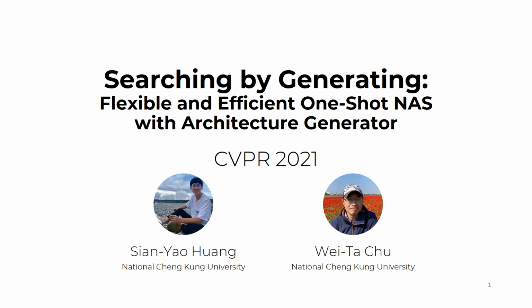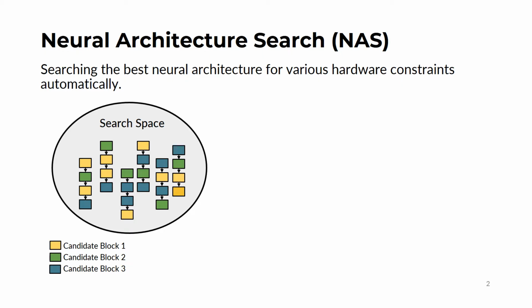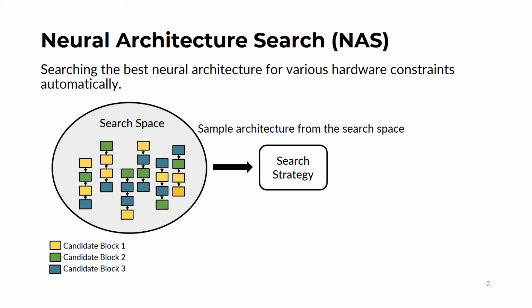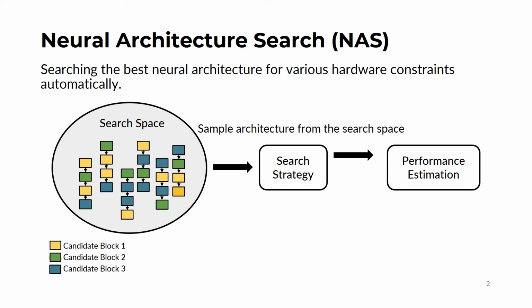I will present Searching by Generating: flexible and efficient one-shot NAS with architecture generator. Neural architecture search aims at searching the best architectures for various hardware constraints automatically. There are three major components in NAS: search space, search strategy, and performance estimation. Given a search space, the search strategy samples an architecture, and then an evaluator estimates its performance and updates the search strategy. The process keeps going until we find the best architecture.